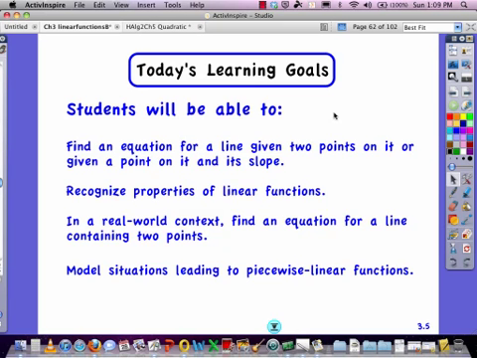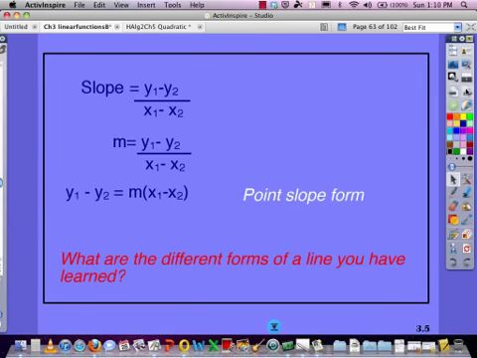Today's new section comes from our textbook, 3.5, and it's titled Finding an Equation of a Line. You can see we're going to be working with different characteristics and properties, all in context of a line, and we will have several different ways to write lines when we're finished. So let's start with our good old friend, slope.